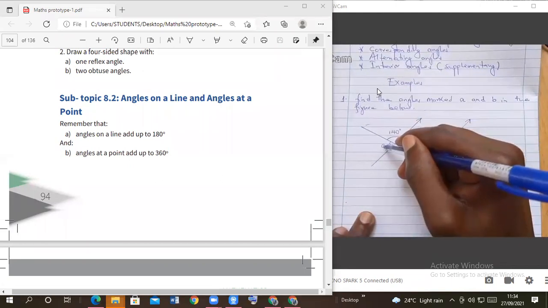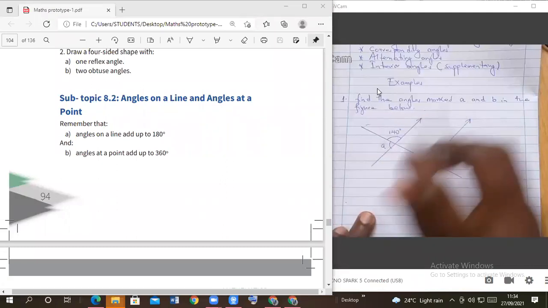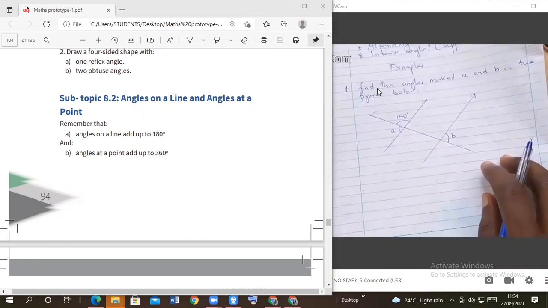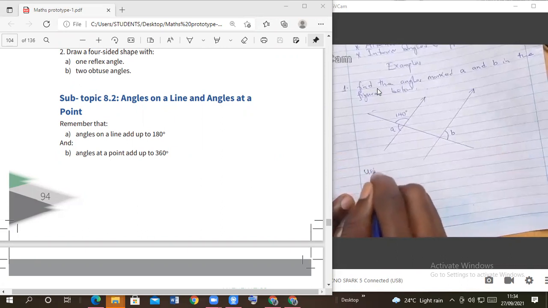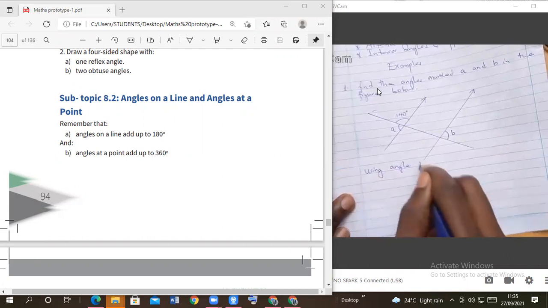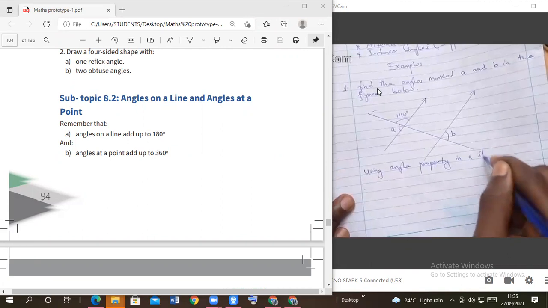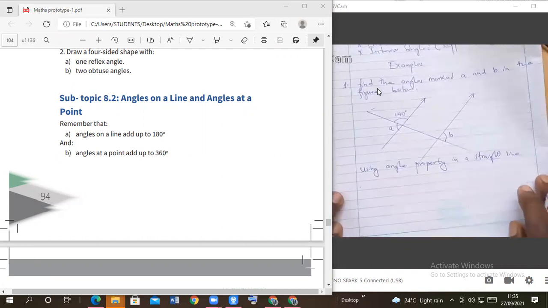Which means if you add A plus 140, it must give you 180 degrees. So you say, using angle property in a straight line. That's how you answer it. You give the property, okay?